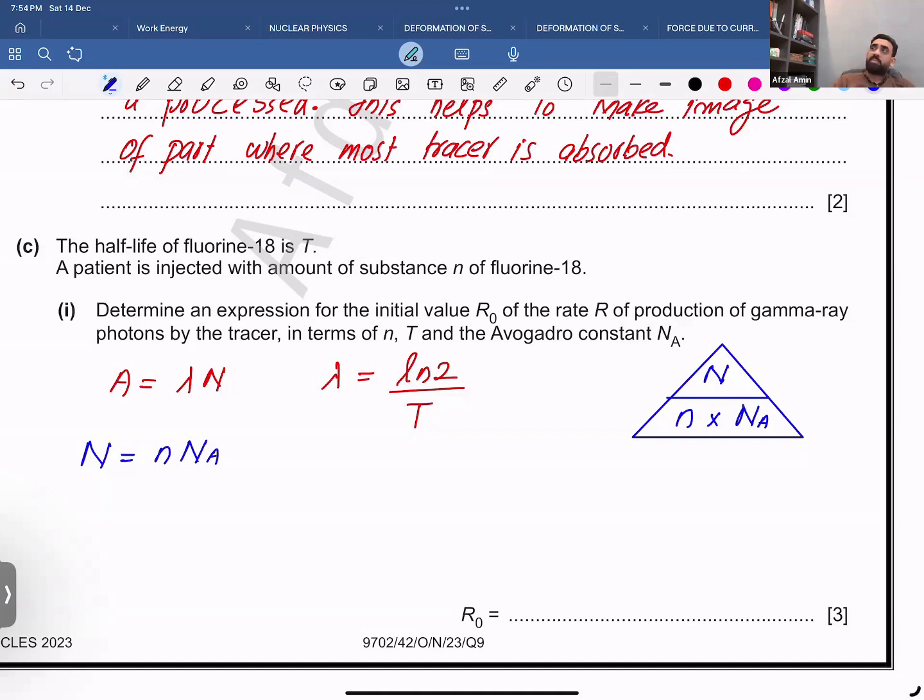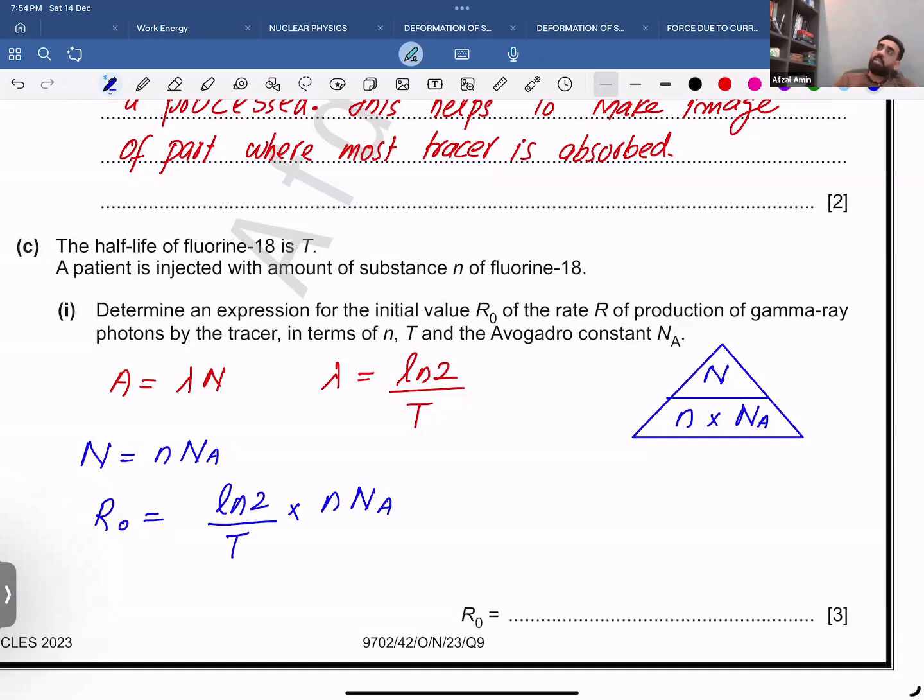Now the activity, instead of activity they are using R. And lambda is log 2 over T. And N you have, so can we substitute, my dear? So activity will be R naught. Lambda is log 2 over T, times N, which is n N A.